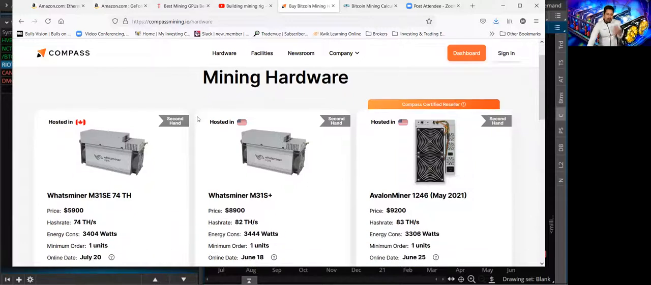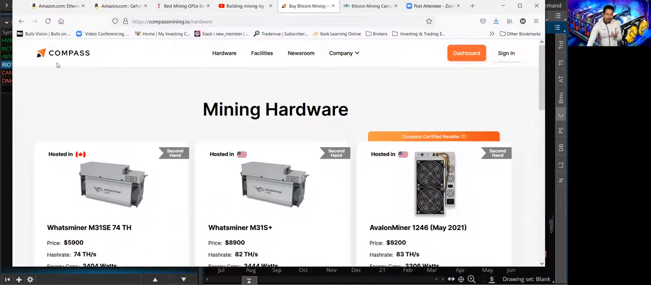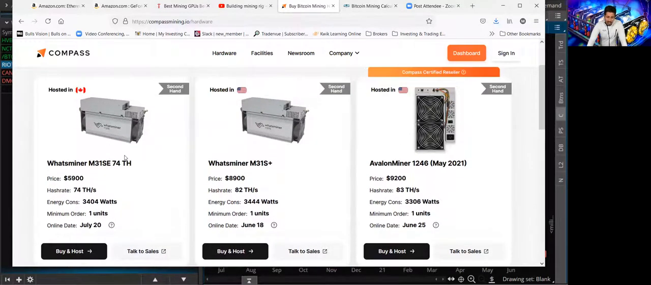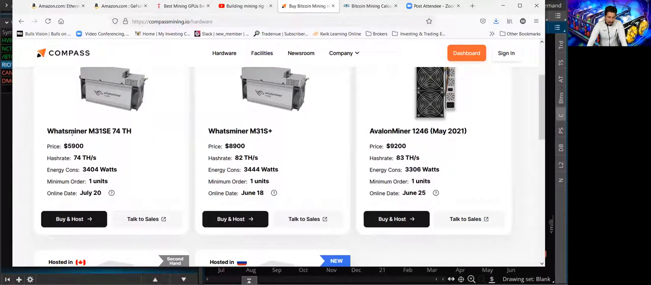So I'm going to go over a website now. This company is called Compass. Now there are many other big companies too. This is not the only one out there, I just want to quickly mention, but this is one that I came across to give an example of how this works. So as you guys can see, this is a mining rig. It's called Whatsminer.